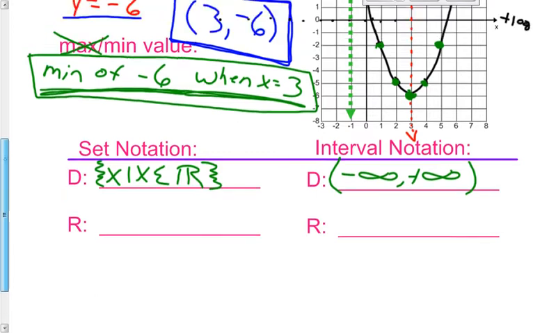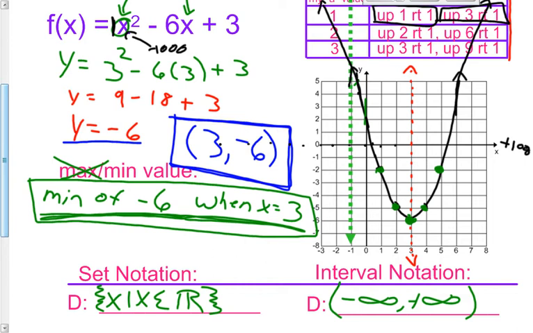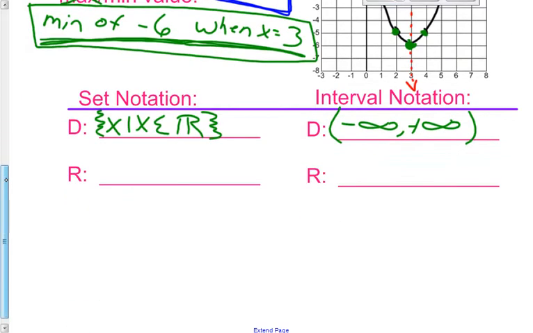So now for your y, or your range, for set and interval notation. You're going to have a horizontal line, and with this horizontal line, do you see any y values down here at negative infinity? No, you do not. It does not intersect your graph until you get to that minimum point, which is right there at a negative 6. So once you're at a negative 6, when do your y values stop? They never do, because those two lines continue to go up and up forever and ever. So your range starts at a negative 6.